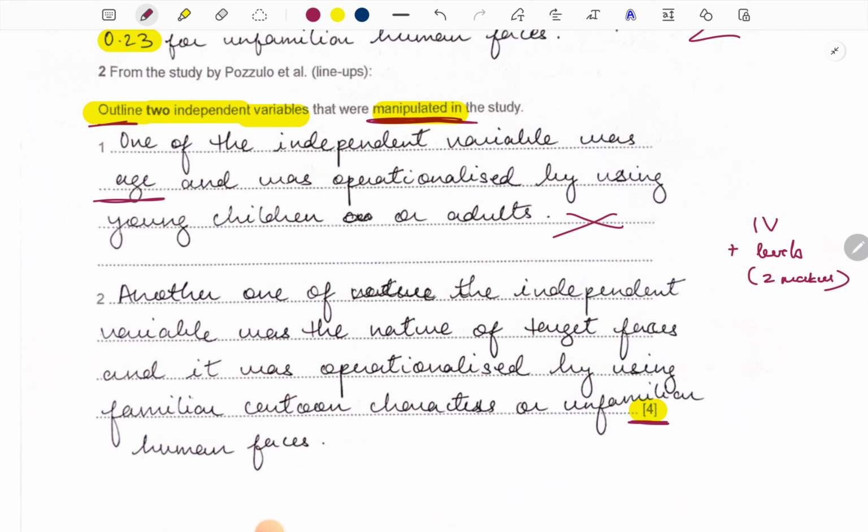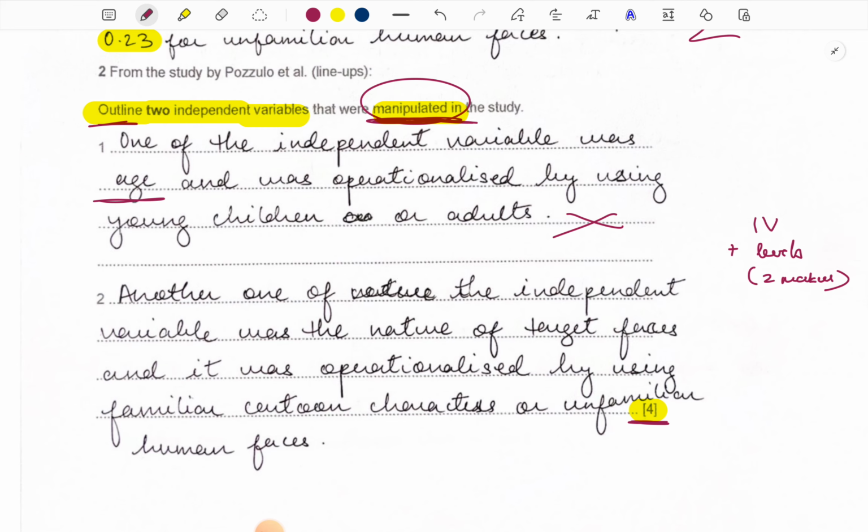What we learn from this answer is, we need to read the question very carefully. Students keep a lookout for the command term, they keep a lookout for the marks, but that does not mean that you ignore the rest of the question. You have to read the entire question. Very clearly it has been specified you have to talk about the variables that are manipulated in the study.